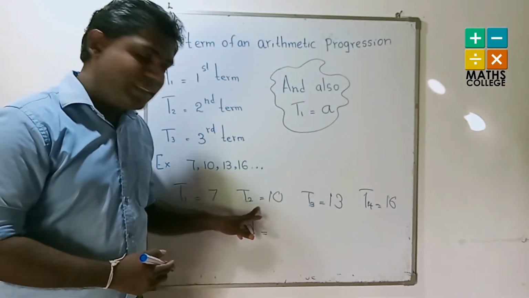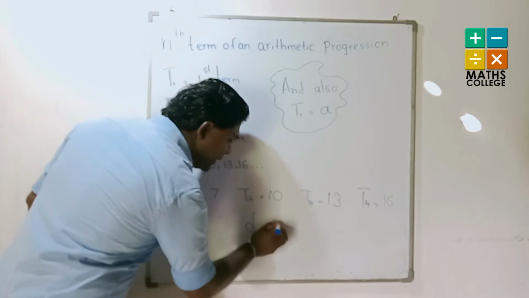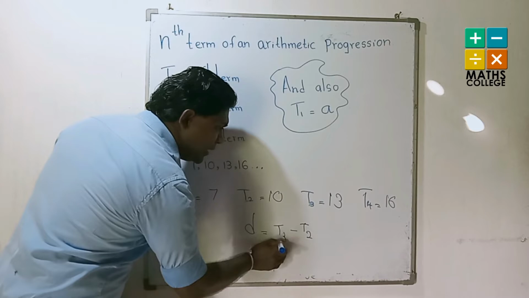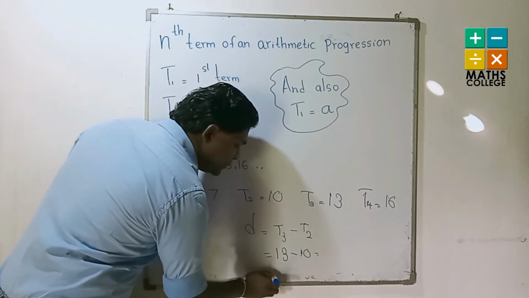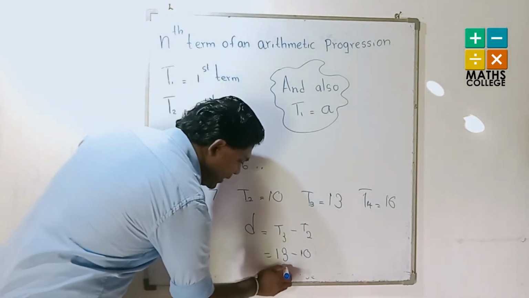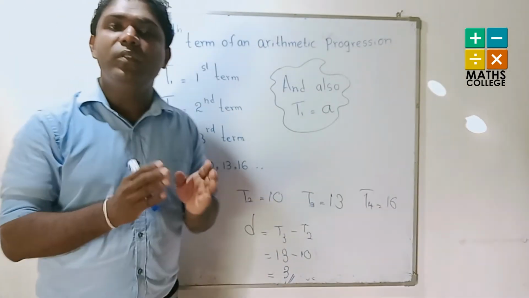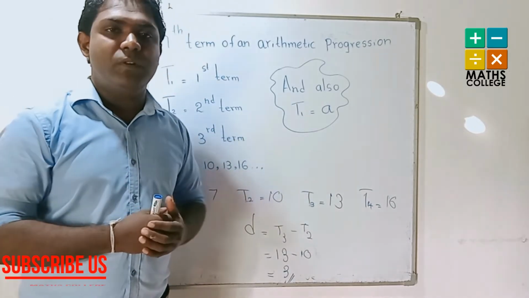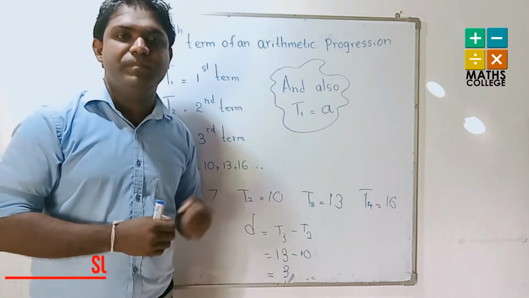Here we can consider T2 and T3. T3 subtraction T2. T3 is 13, T2 is 10. What is 13 subtraction 10? It is 3. Okay. Now you know what the symbol is and how to identify the nth term of the number sequence, that means of the arithmetic progression.